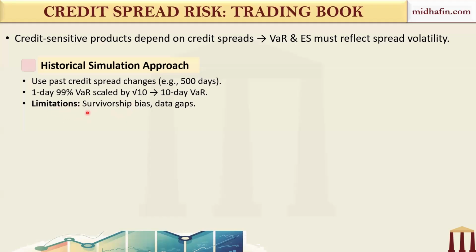Two main limitations: you have survivorship bias. Say if a company never defaulted during the historical sample, the model effectively assumes that it can't default in the future. That will again lead to an underestimation of risk. Next, data gaps or data quality issues. Credit spreads are not always updated daily or available for all issuers. So the data set may be sparse or even sometimes noisy, and this will make it very difficult to produce accurate VaR estimates for diversified portfolios.